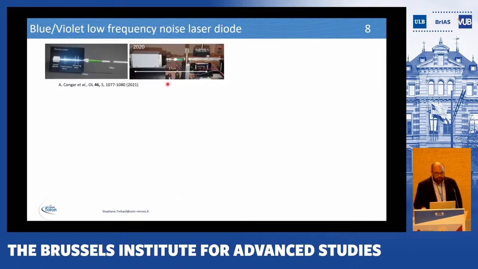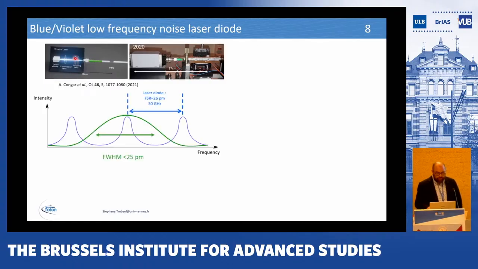So we start in 2020 with this configuration where you have a laser diode, a commercial laser diode, that is coupled through a fiber where you have a fiber Bragg grating by beam shaping with different lenses. And if we look at the optical spectrum, here I will show you how we reach single mode operation.